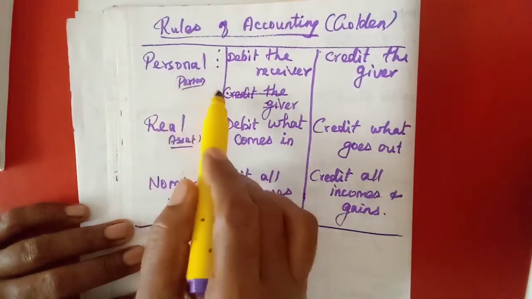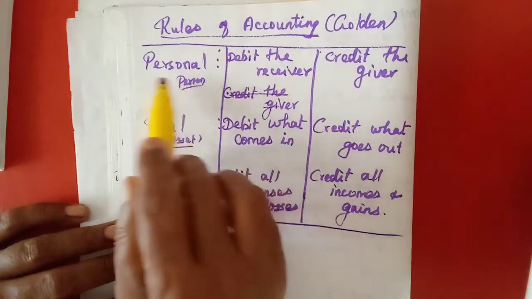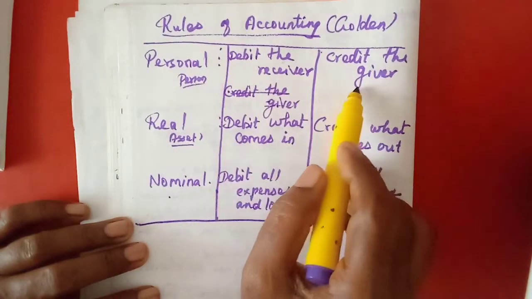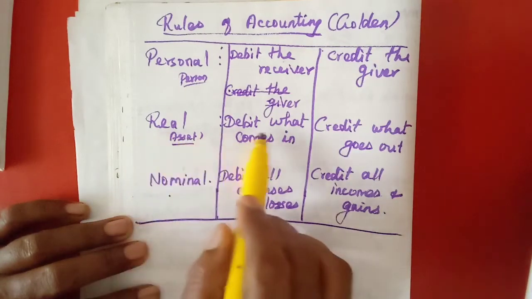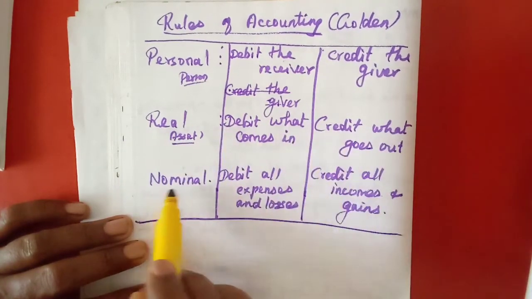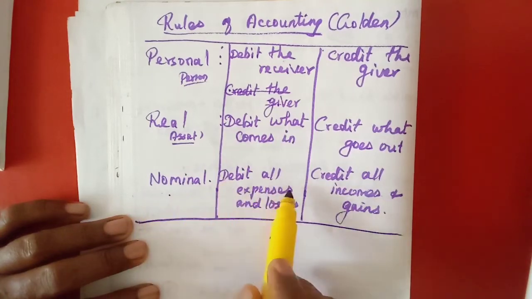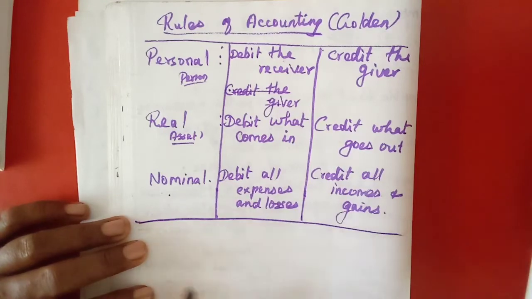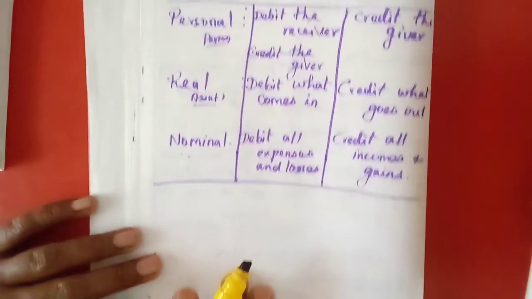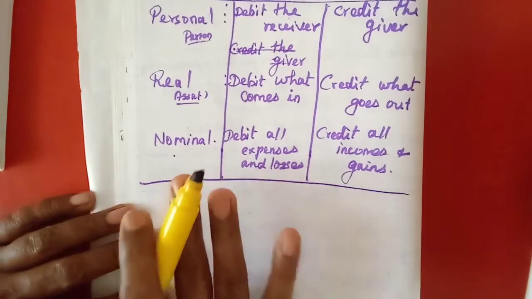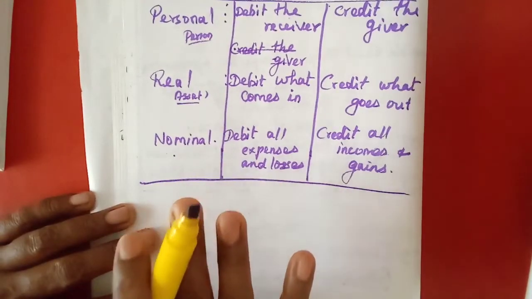Persons related to persons, personal account. So, we should debit the receiver and credit the giver. Then in a real account, what should be debited? Debit what comes in, credit what goes out. Nominal account, debit all expenses and losses, credit all incomes and gains. That's all. Now we have learned the rules of accounting or the golden rules of accounting.